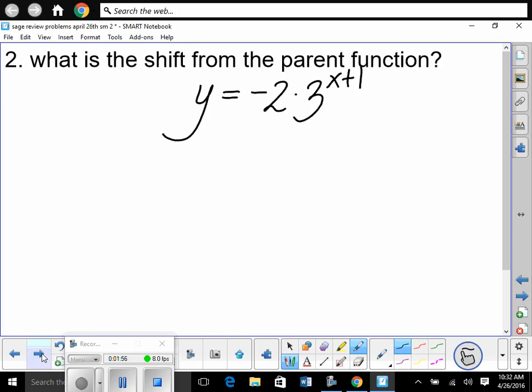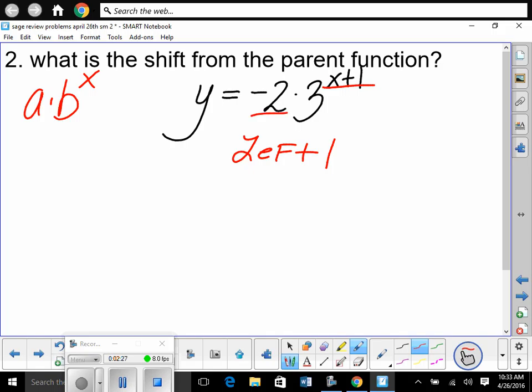Okay, next one. What is the shift from the parent function? So first of all, you'd say to yourself, well, what kind of function am I looking at? Once again, it's exponential. That x is up in the exponent. Exponentials have the form a times b raised to the x. So let's look at this. Where's my shift? Right here. Left 1, right?